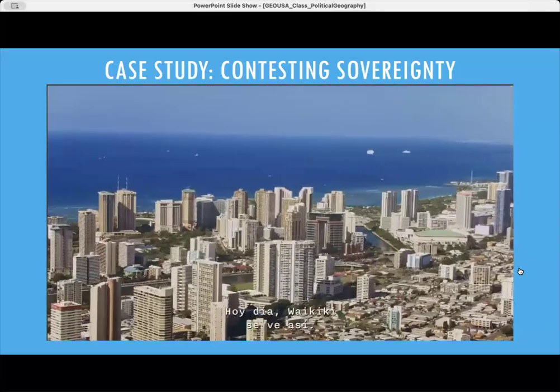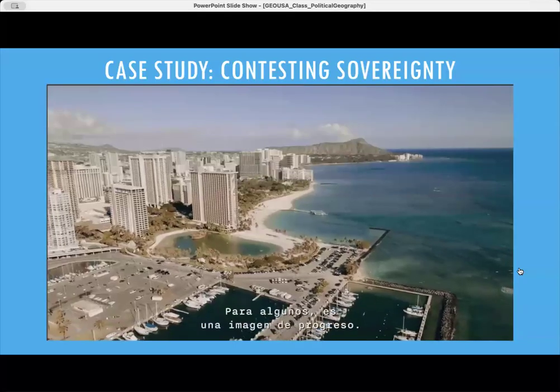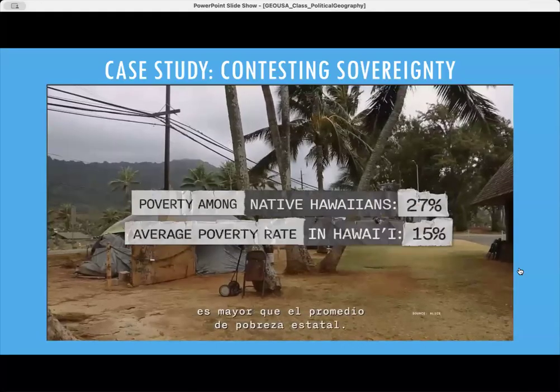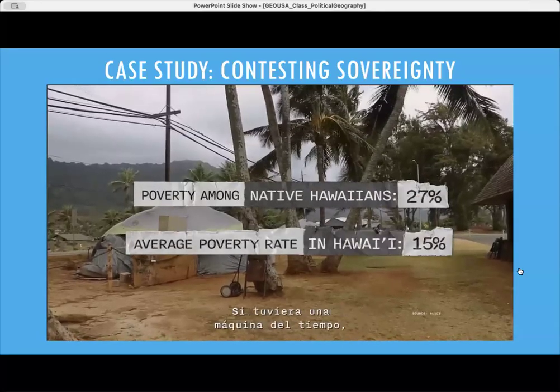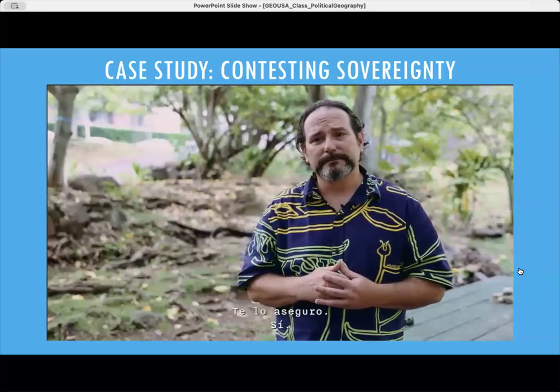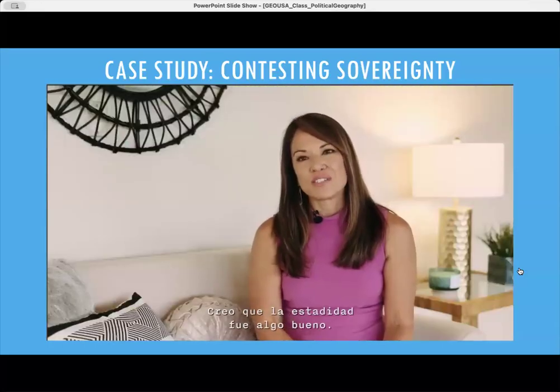Today, Waikiki looks like this. For some, it's an image of progress, but poverty among Native Hawaiians is higher than the state average. If I had a time machine, I wouldn't choose statehood for our people. I'll tell you that. Yeah. I believe statehood was a good thing.